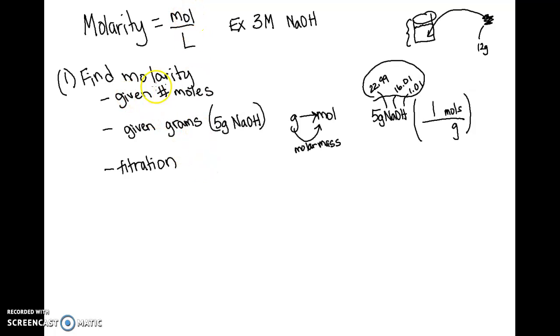The difference is you're not given the number of moles, and you're not given a mass. In a titration problem, what you're given is a volume of titrant.